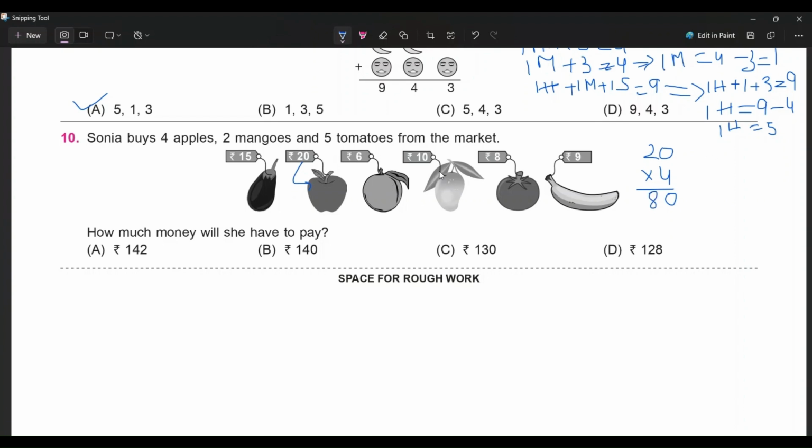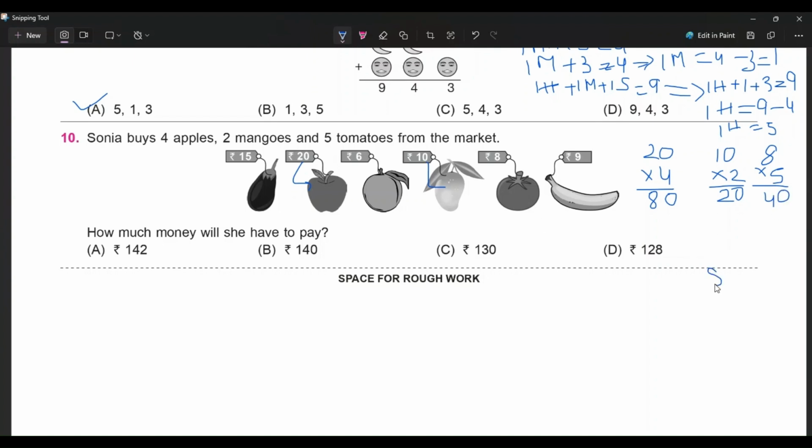Now 1 mango cost is 10 rupees. So 10 into 2 how much, children? 2 into 0, 0. 2 into 1 is 2. 5 tomatoes from the market. Tomato cost is 8 rupees. 5 eights are 40. So we are supposed to add all this.